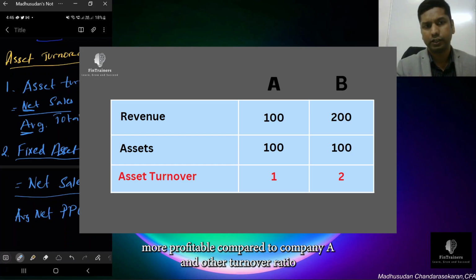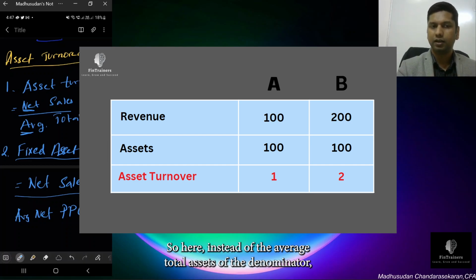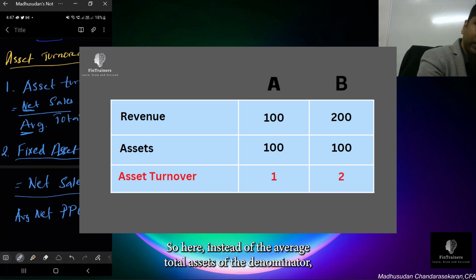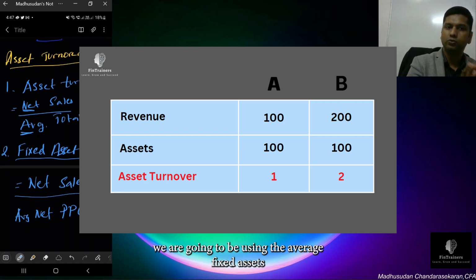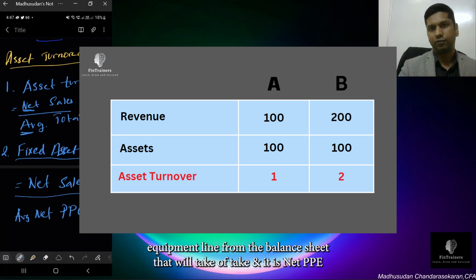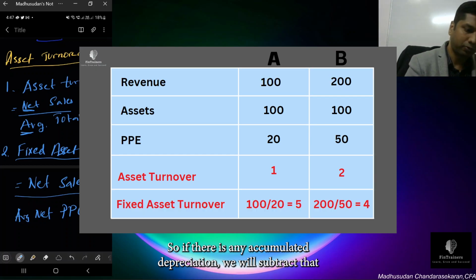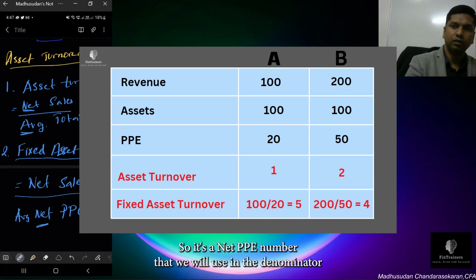Another turnover ratio that we have to know and understand is the fixed asset turnover ratio. So here, instead of the average total assets as the denominator, we are going to be using the average fixed assets. So that means it is going to be PPE, right? Plant property equipment line from the balance sheet that we'll take, and it is net PPE. So if there is any accumulated depreciation, we will subtract that. So it's a net PPE number that we will use in the denominator.